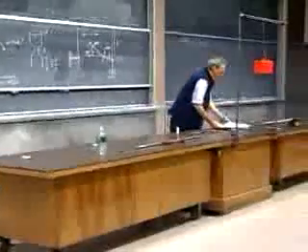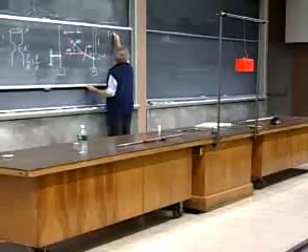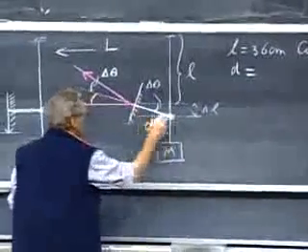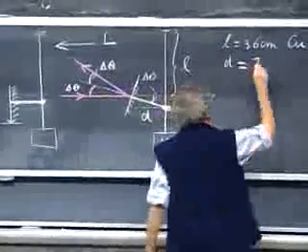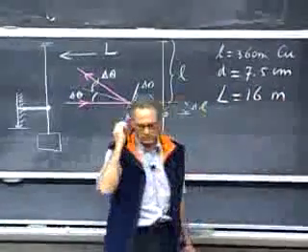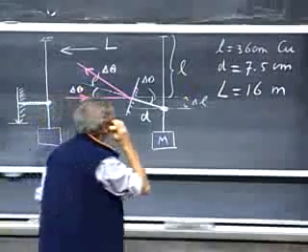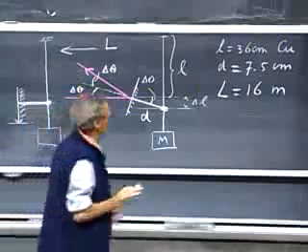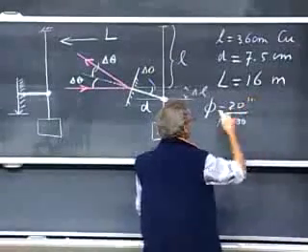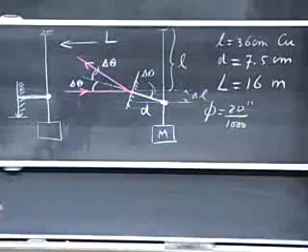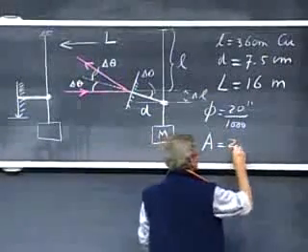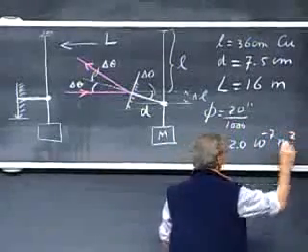Let me first give you the dimensions of this instrument. L is 36 centimeters. It is copper. This bar, which has length D, is 7.5 centimeters. The distance to the wall is about 16 meters. The diameter of the copper wire is 20 thousandths of an inch. I give it in terms of the diameter because that's the way the manufacturer gives it to us, and that translates into a cross-sectional area of that wire of 2.0 times 10 to the minus 7 meters squared.